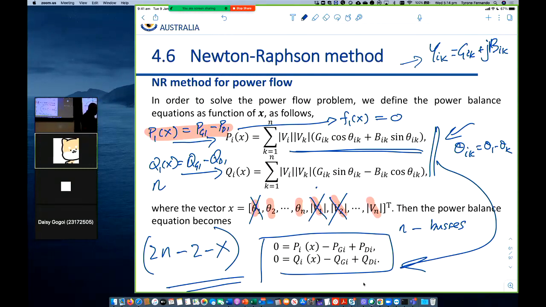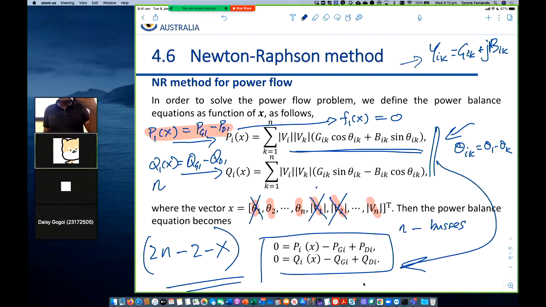What is the information we know for generator buses? We know PGI and PDI for generator buses. So that's the only equation we're going to write. We're not going to write this other equation that involves Q because we don't know Q for generator buses. For generator buses, we only need to write one equation for the Newton-Raphson method. We know PGI, PDI, and the expression for PIX, which is given here. That's the equation we're going to write.